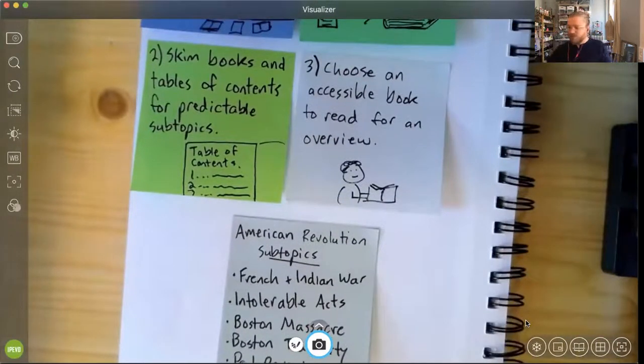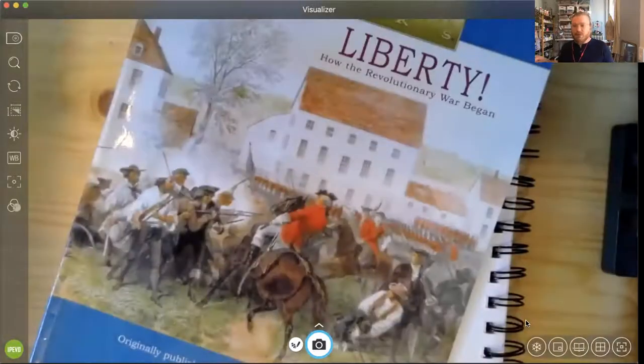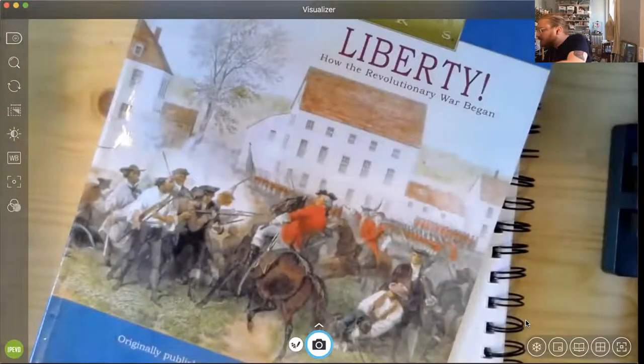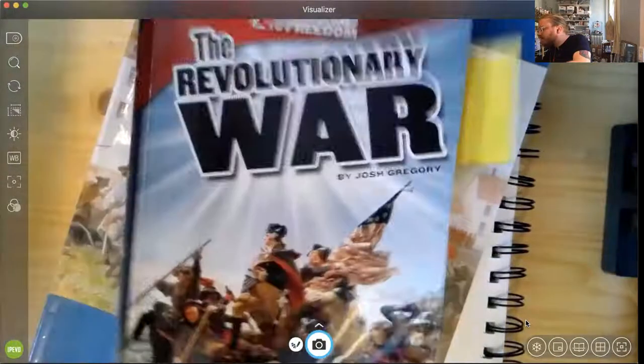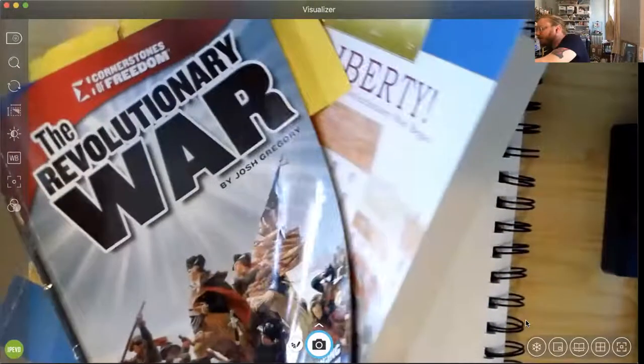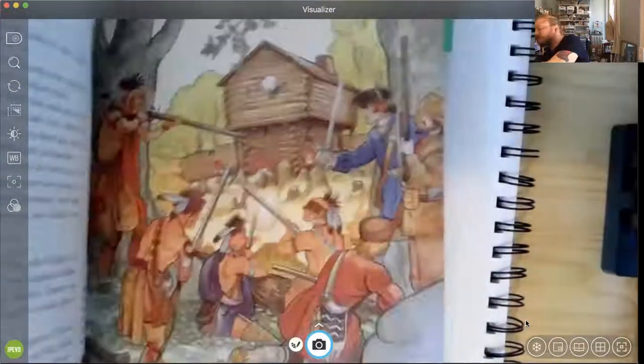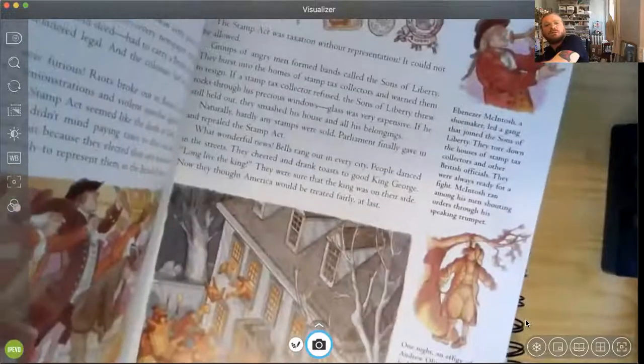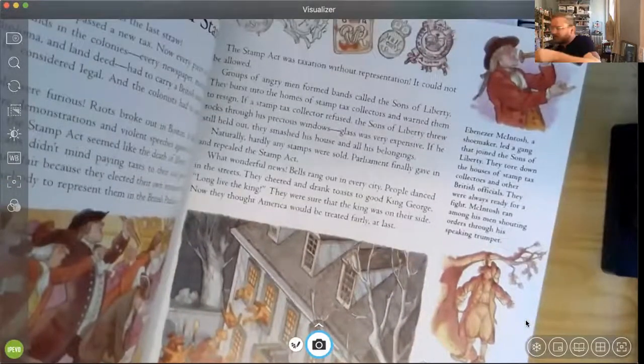Now this one looked pretty accessible to me. I might start with this one. This one looks pretty accessible to me. I kind of like the illustrations too.